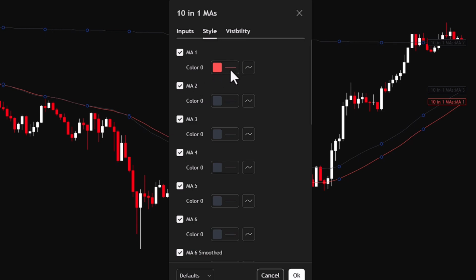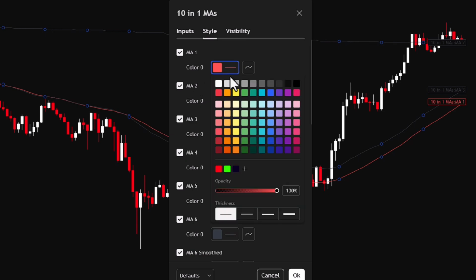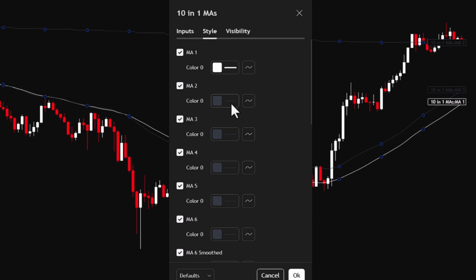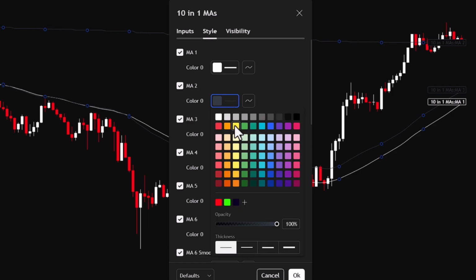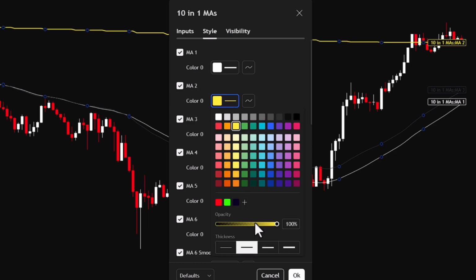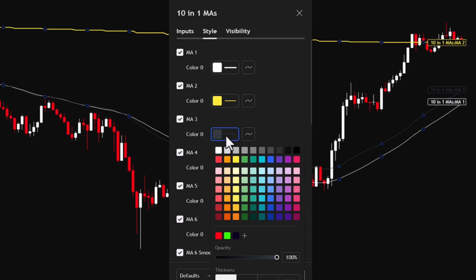Here you can play around with the colors and thickness of the moving average lines to make them stand out. Your chart should be visually appealing, making it easy to read and understand. Now, to truly unlock the full potential of this strategy and start making money, we need one more secret weapon.